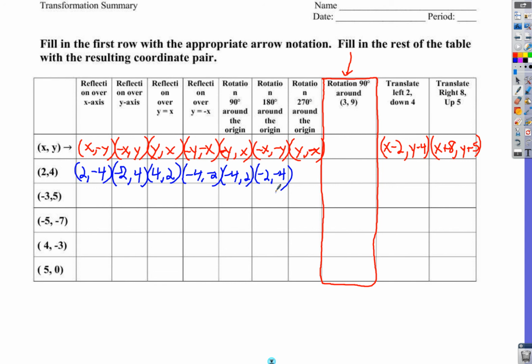Let's go with the next one. Rotation, 270 degrees around the origin. Who haven't I talked to yet today? Soraya. Did I say that wrong? No, I said it right. So let's get 2, 4 and let's rotate it 270 degrees around the origin. Tell me where I would end up. 4, -2, yes.